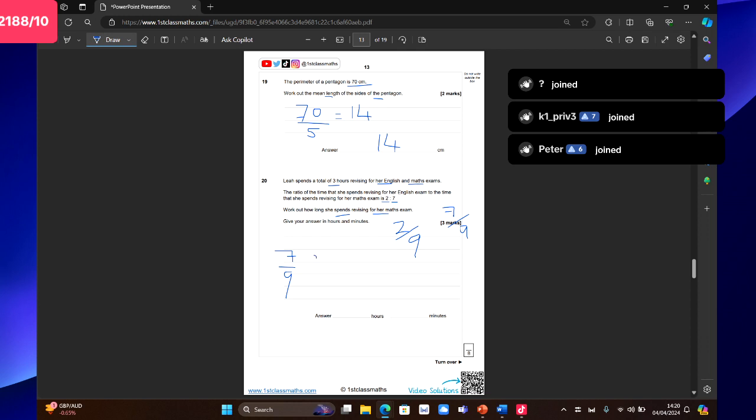So 7/9 of 3 hours, that's going to be 3 times 60, which would be 180. So 180 minutes. Okay, so it's a fraction of an amount. We divide by the bottom and times by the top. 180 divided by 9 is going to be 20. 20 times 7 is going to be 140. So it's 140 minutes. But we want our answer in hours and minutes.